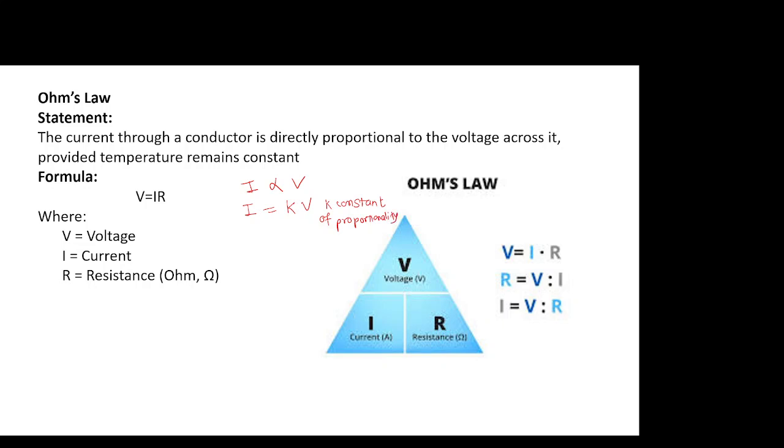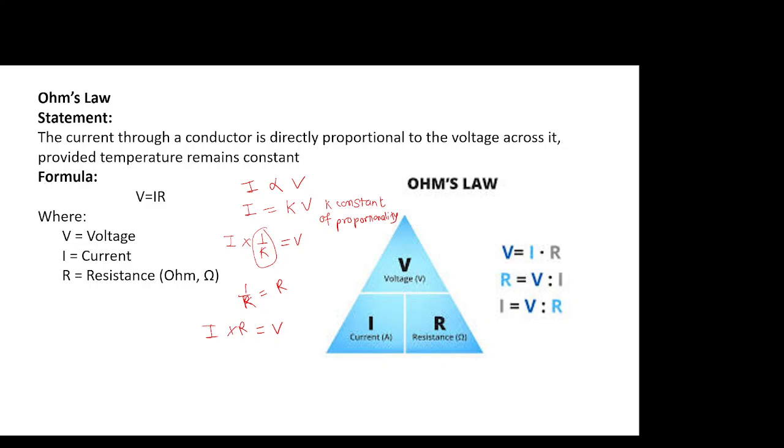Move this K to the current side, so it becomes I into 1 upon K, which is equal to V. Here 1 upon K is the resistance. Put R instead of 1 upon K, so we get the formula V is equal to IR from Ohm's law.